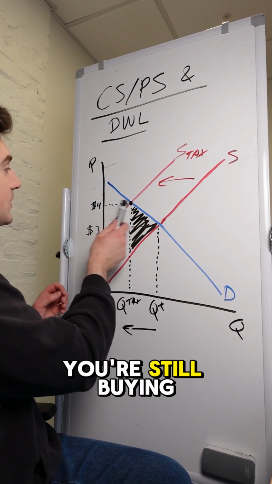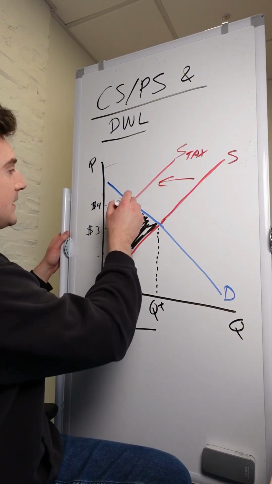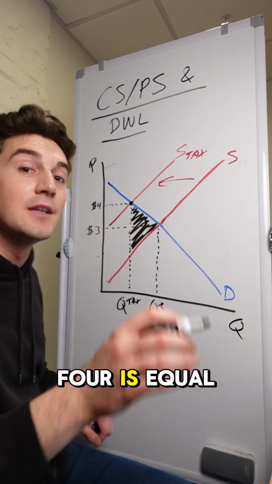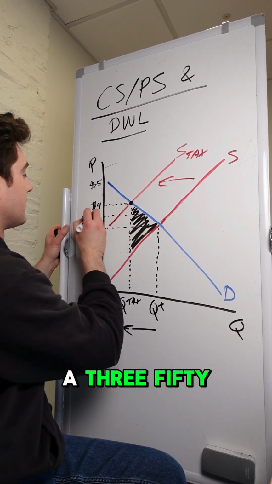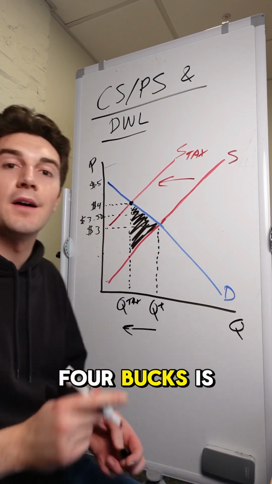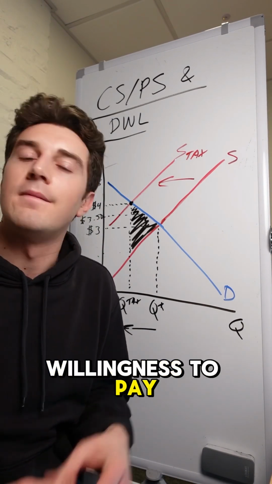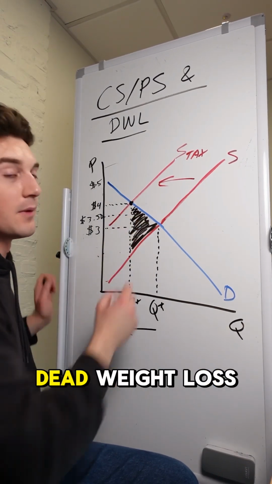For example, you're still buying a hot dog at $4 now, but you're not experiencing any surplus because the market price right here of $4 is equal to your willingness to pay. But somebody who before had a willingness to pay of $3.50, well, they're not going to partake in the market because the price of $4 is greater than their willingness to pay. That's a loss of economic activity right there, which can be seen in this deadweight loss triangle.